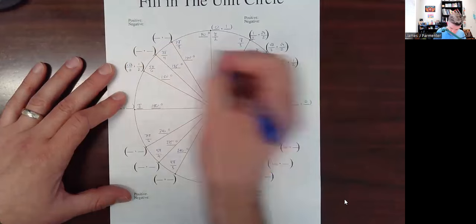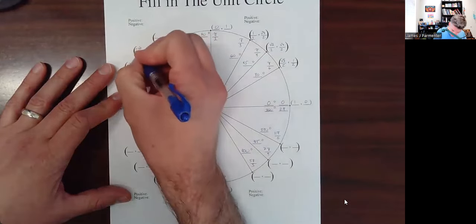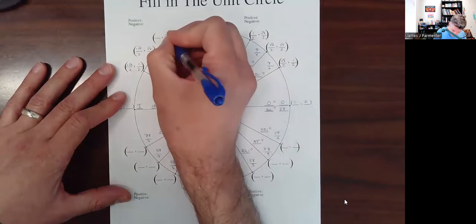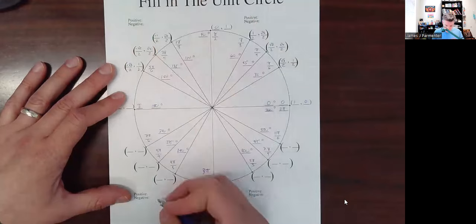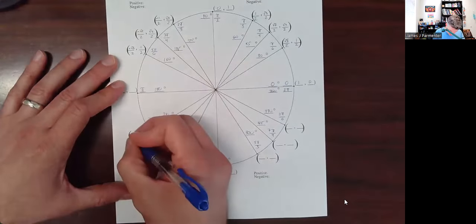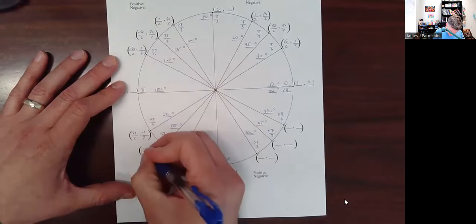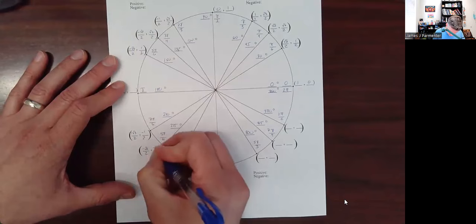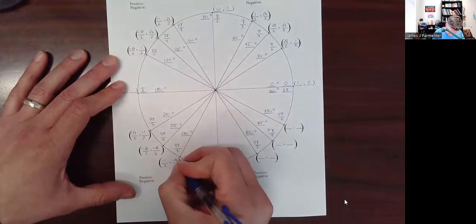Same deal here. Y value is the same, root 2 over 2. X value is negative, negative root 2 over 2. Y value is the same, root 3 over 2. X value is negative, negative 1 over 2. Then we go down here and all the y values now become negative as well. So from here down to there, it's negative root 3 over 2, negative 1/2. From there to there, it's negative root 2 over 2, negative root 2 over 2. From there to there, it's negative 1/2, negative root 3 over 2.